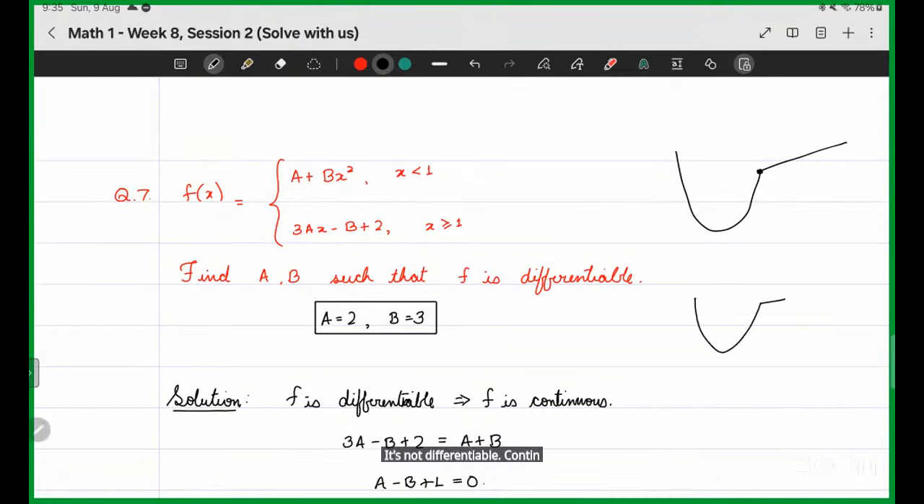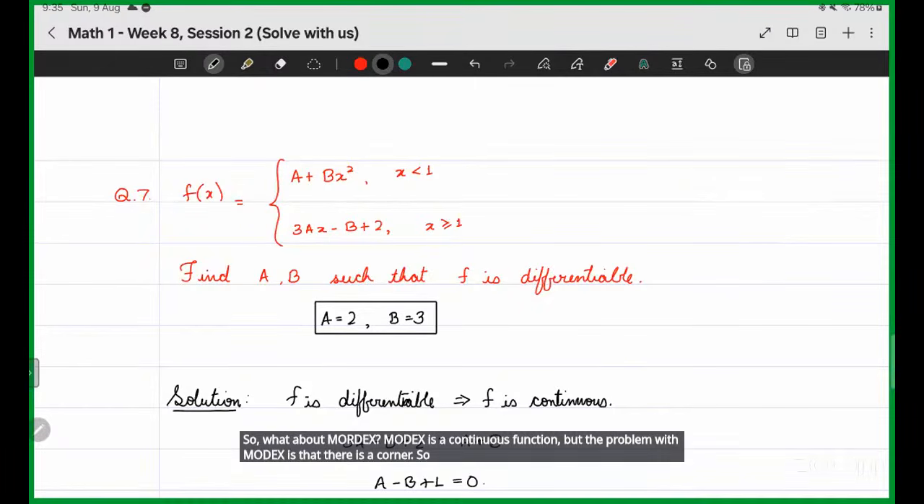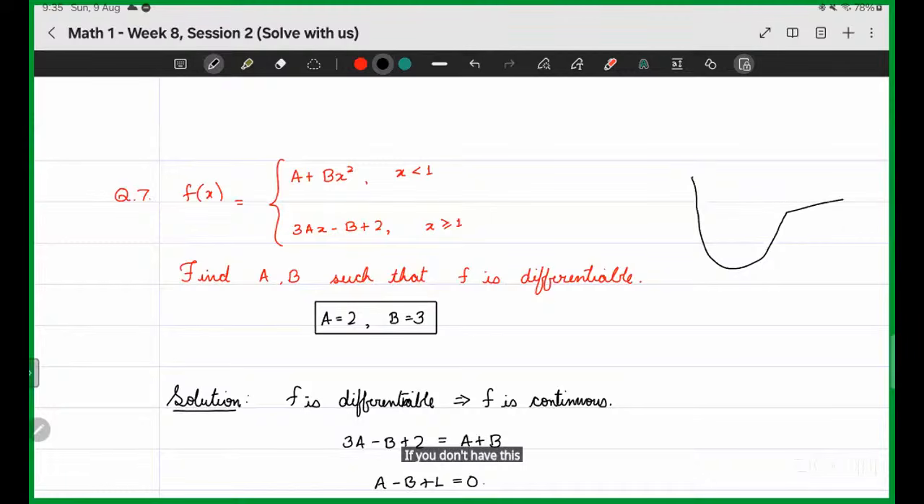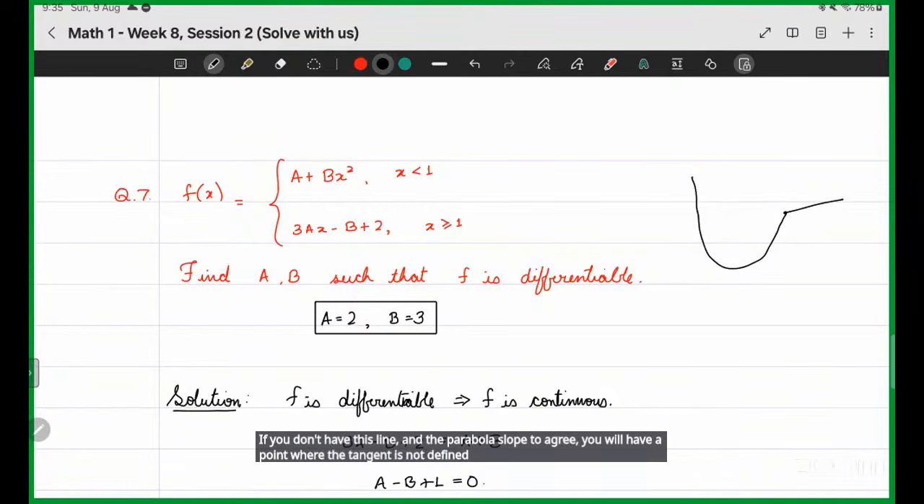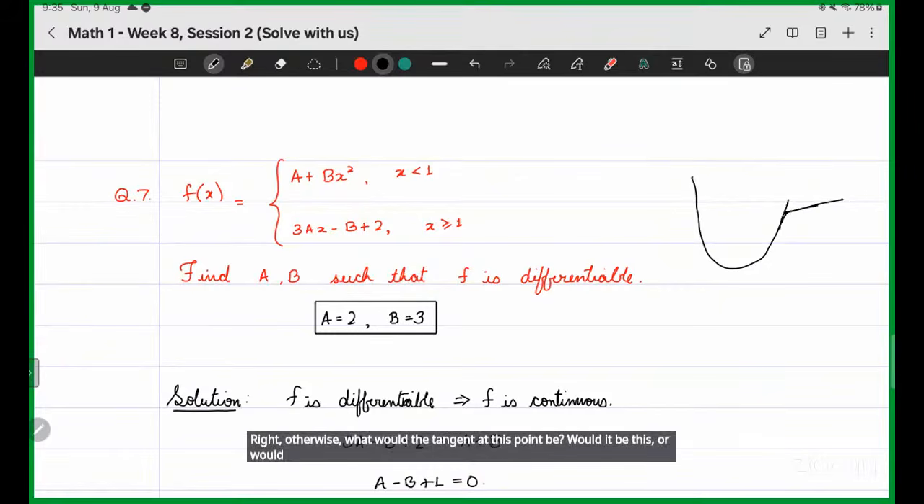Continuity deals with jumps and so on. So this is a perfectly continuous function. But here you have these corners, right, sir? Understood. So what about mod x? Mod x is a continuous function. But the problem with mod x is that there is a corner. So corners are something that we avoid. If you don't have this line and the parabola slope to agree, you will have a point where the tangent is not defined. Right? Otherwise, what would the tangent at this point be? Would it be this or would it be this?